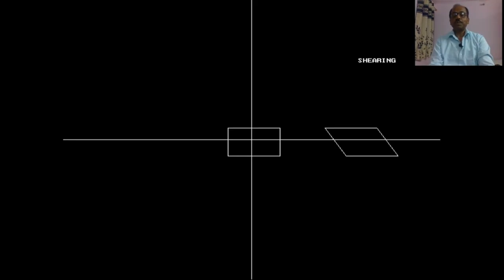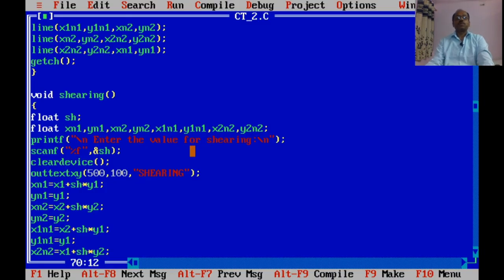And now you all understood how an object can be translated, I mean shifted from its original location, can be rotated, can be scaled, and can be sheared. So, okay, thank you.